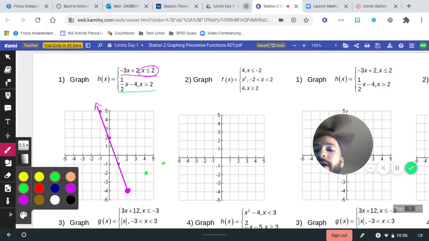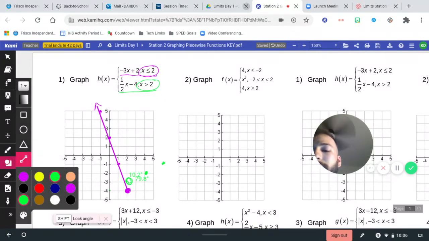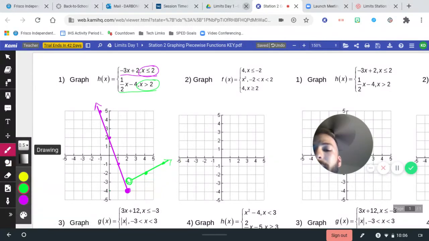So for this one, x has to be greater than 2. So 2 is not included in the domain. So what do I need to have right there at x is equal to 2? I need to have a nice big hole to show that that is not a part of my function. And then I can add in my line, just like so. And that's how you graph a piecewise function.